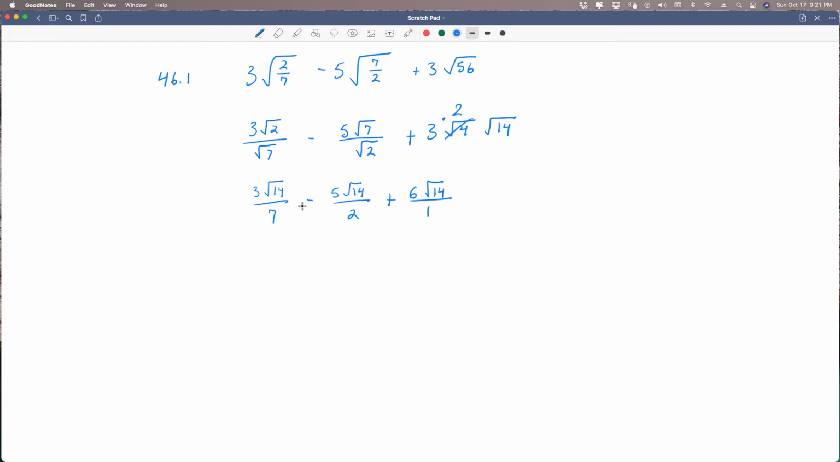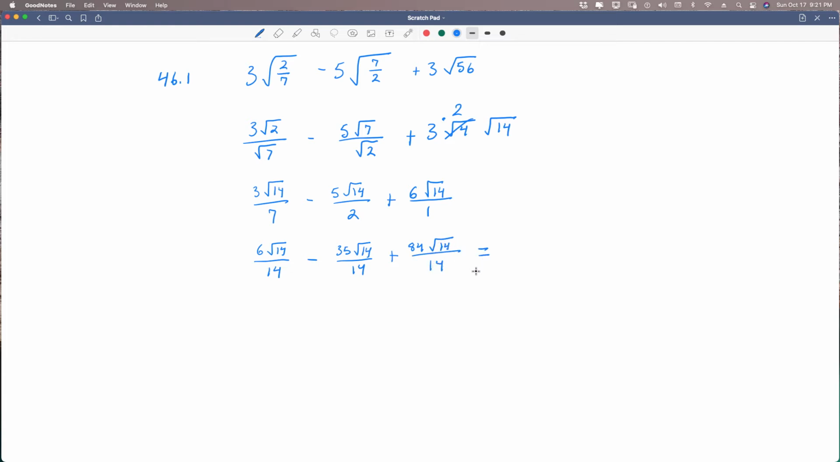And obviously, looking at these numbers, our common denominator is going to be 14. So I'm going to multiply this entire fraction by 2. So that gives me 6 times the square root of 14 over 14 minus this times 7. So that'll be 35 times the square root of 14 over 14 plus, this is 1, so I have to multiply this by 14, and that gives me 84 times the square root of 14 over 14.